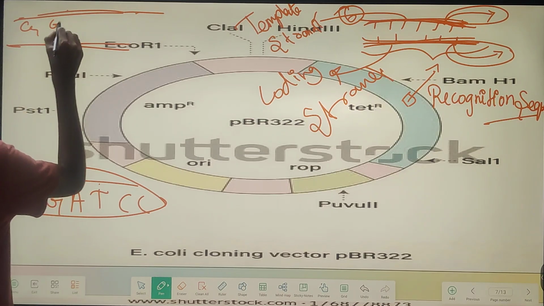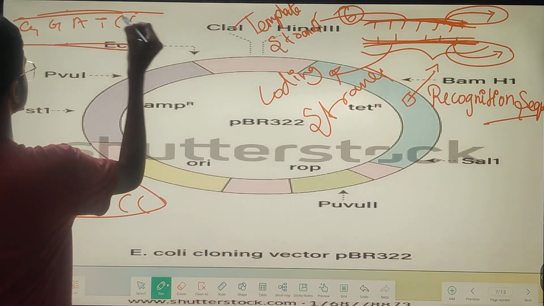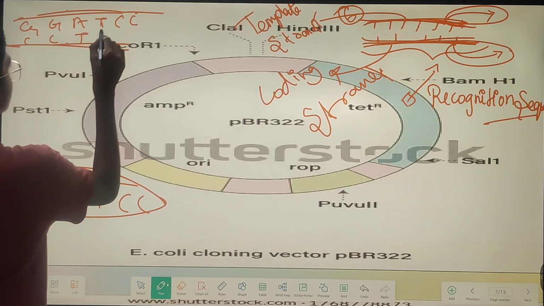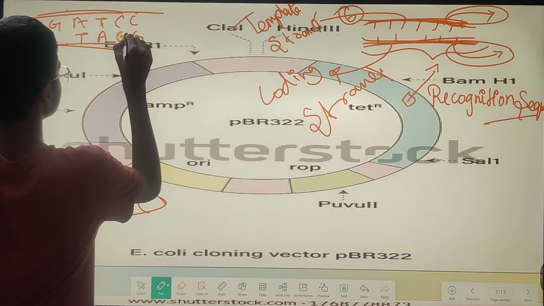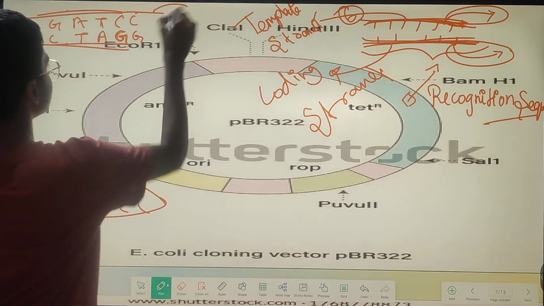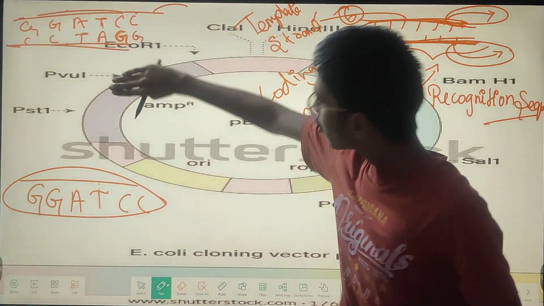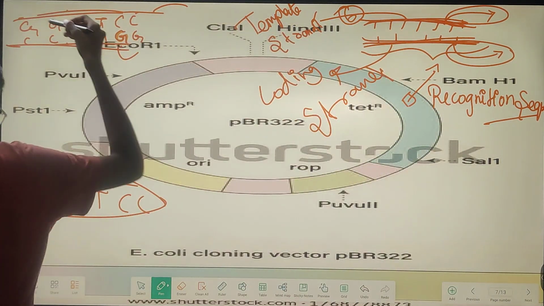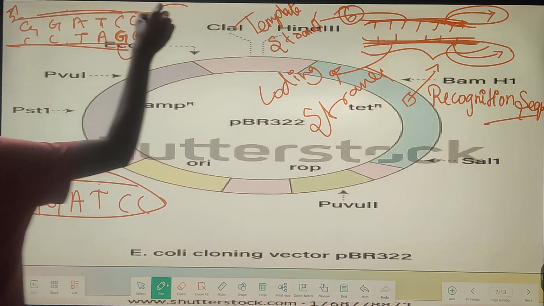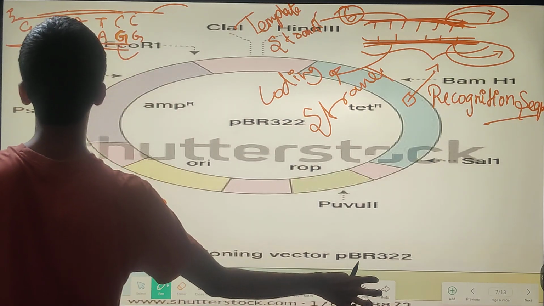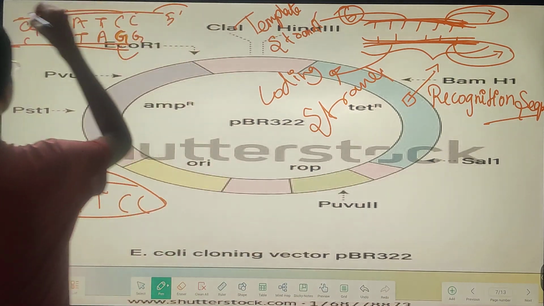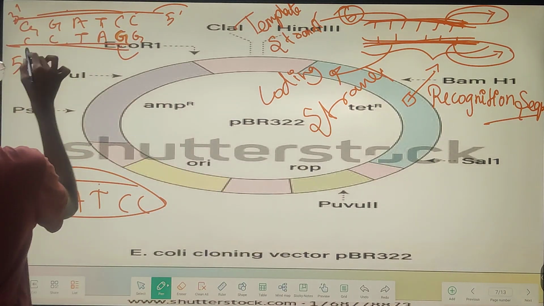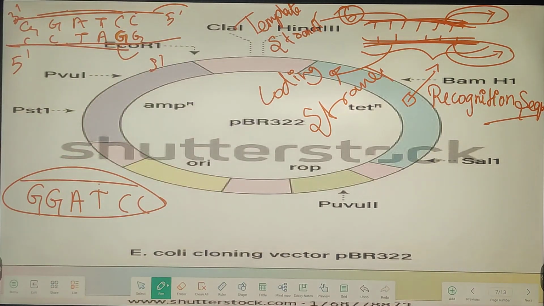So C, G, A, T, C. Exact opposite you have to write here. So C, T, A, G. You can see that it is exactly opposite. This template strand is opposite to here. And when you are reading it, you take this end as 5 dash and the other as 3 dash, and then the other strand as 5 dash and 3 dash.